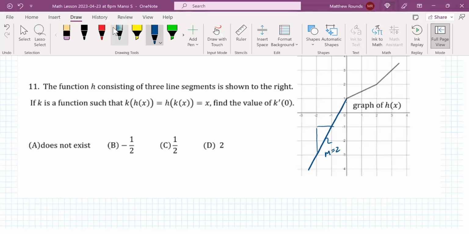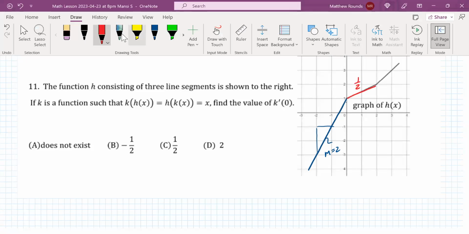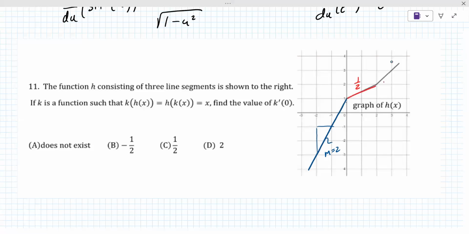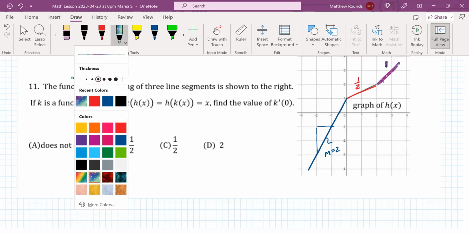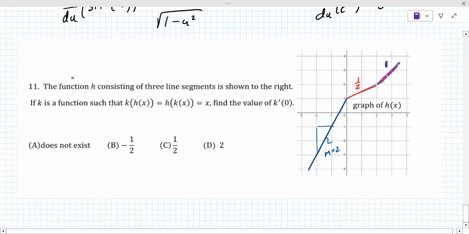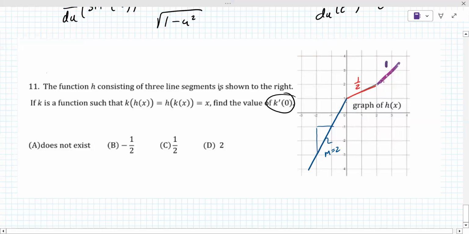The second one, you just eyeball this one's 1/2. And then the last one there is 1. I like that style of pen. There we go. Okay. So we want to find k prime of 0.